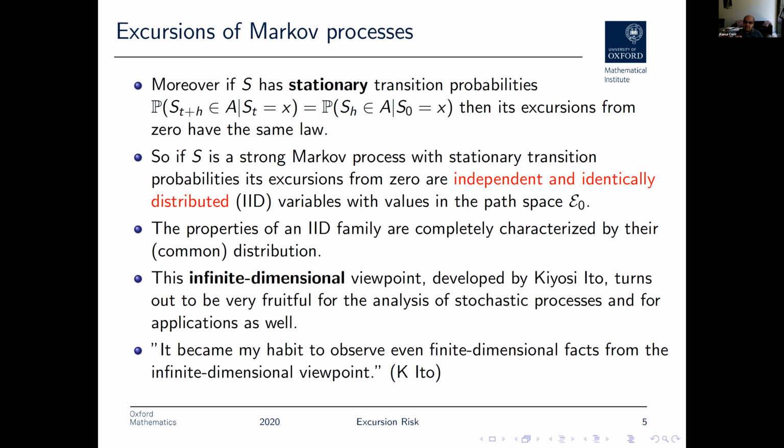So if you understand this, then the rest is trying to identify this distribution, basically. The rest is the excursions of a strong Markov process with stationary transition properties form an IID family. So we want to describe this IID family, but an IID family is described completely by its distribution. So now we want to say, what is this distribution? What does it look like? Can we describe it analytically? Can we calculate it? Can we estimate it? So on. That's what I'm going to do for the rest of the lectures.